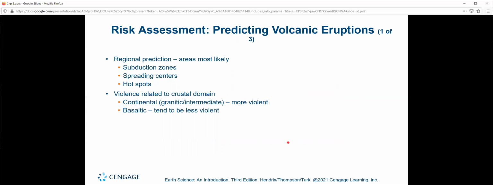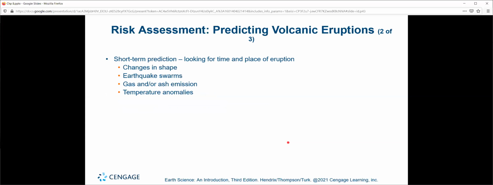Continental granitic rock tends to be more violent given its silica and water contents, and basaltic rock tends to be less violent, again, given its viscosity and what have you. In a short-term solution, just watch the volcano. If it looks like it's going to stop popping, let people know to get out of the way.